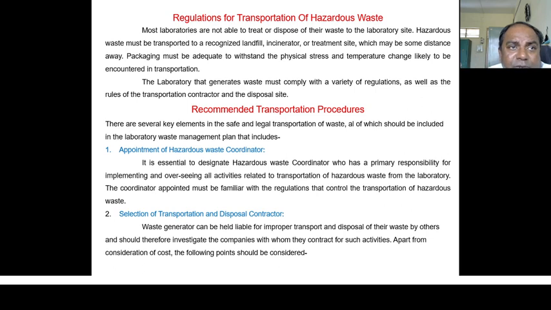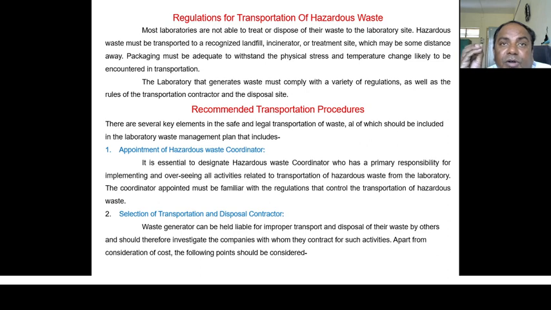Otherwise, if you directly appoint any person as disposal contractor, this person may not have the qualification required to become a disposal contractor. That means the hazardous waste coordinator has to check, before entering into a contract, the minimum qualification fulfilled by the person to whom the contract may be given. That person should bear certain qualifications and requirements, and those requirements must be complied with. If that qualification is not there, then such a person cannot be appointed as disposal contractor.